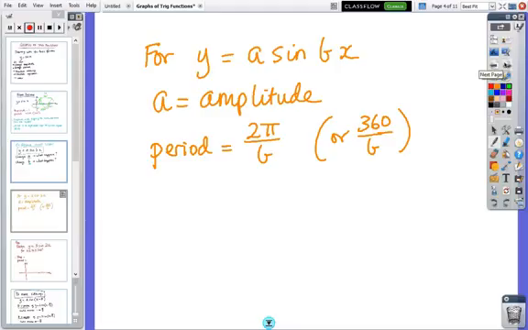Okay, so you should notice that the value of a affects the amplitude, so it makes it go bigger, and the period, while you might not have picked it up, is a division. The period changes by dividing 2 pi by b, or 360 by b. So let's have a look at the next one. Copy that, and when you're ready, come across.